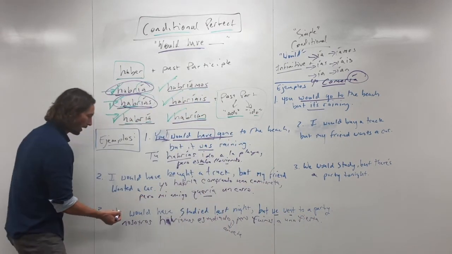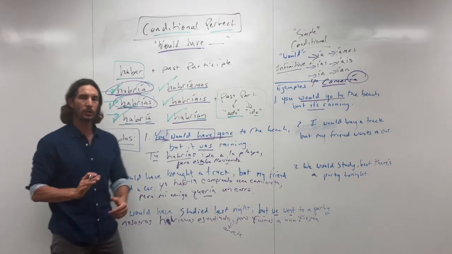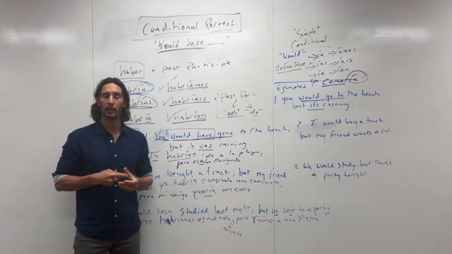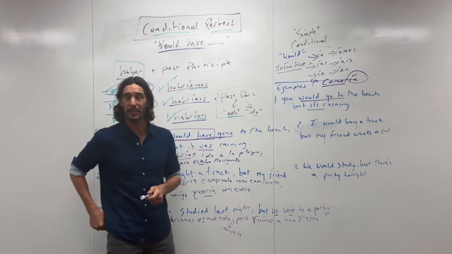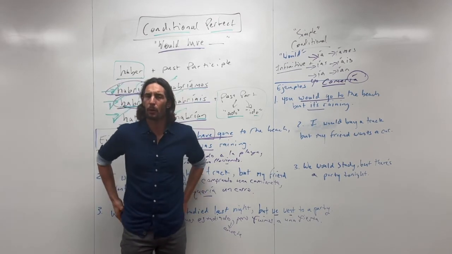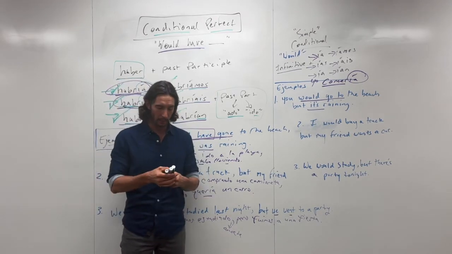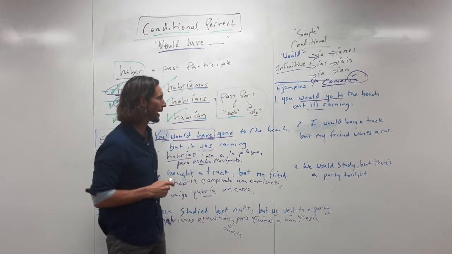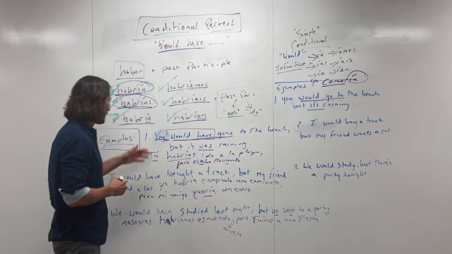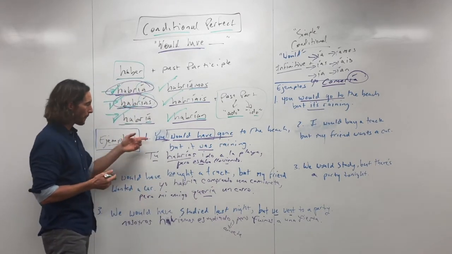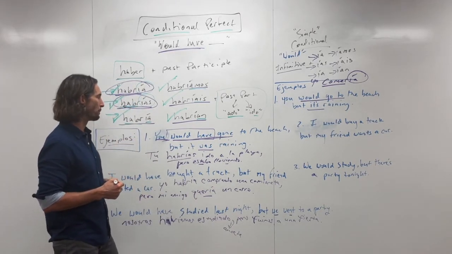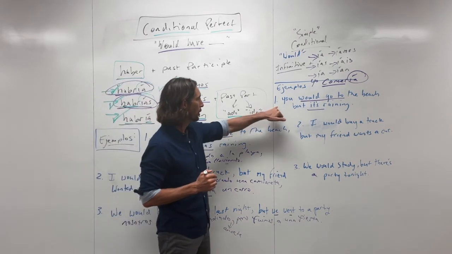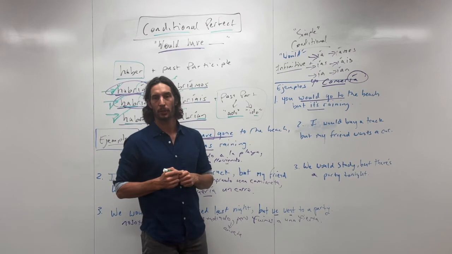And so that's great. And what I want to do now is go over and look at its counterpart in the simple conditional, so you can see how they both work differently and uniquely in the language. So we're going to use green for that. And we're going to go back here to number 1. And again, just to remind you, you would have gone to the beach, but it was raining. Now let's see what it looks like with the simple conditional. You would go to the beach, but it's raining.